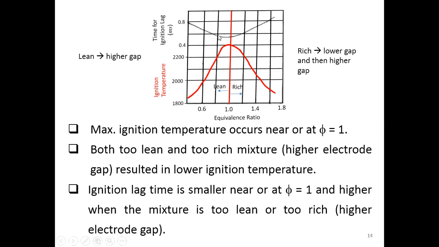And if you go for too lean and too rich mixture, you need more time for the ignition lag state. So that means you don't have a fast combustion happening. The combustion has to be delayed, because the time for the ignition lag is bigger.